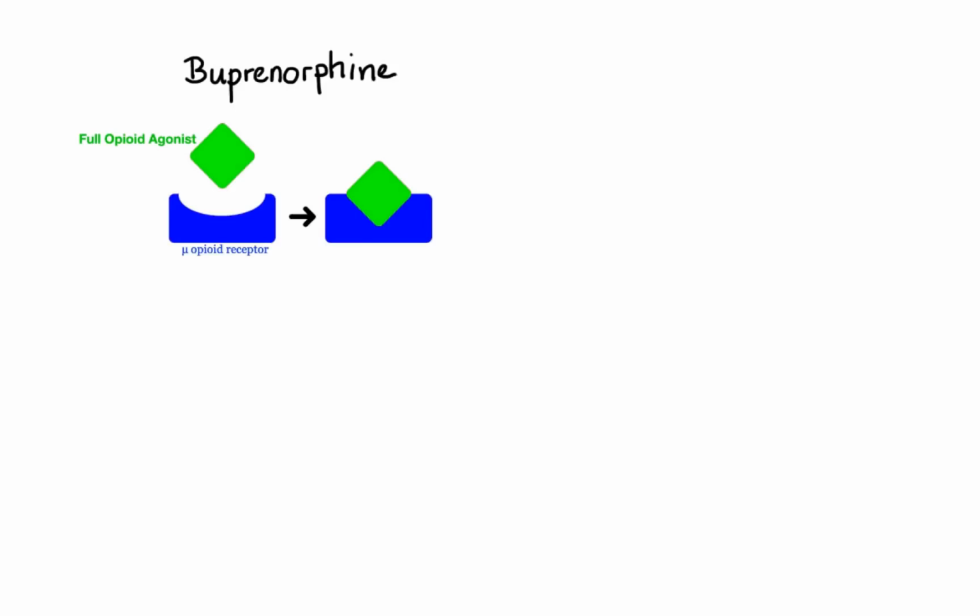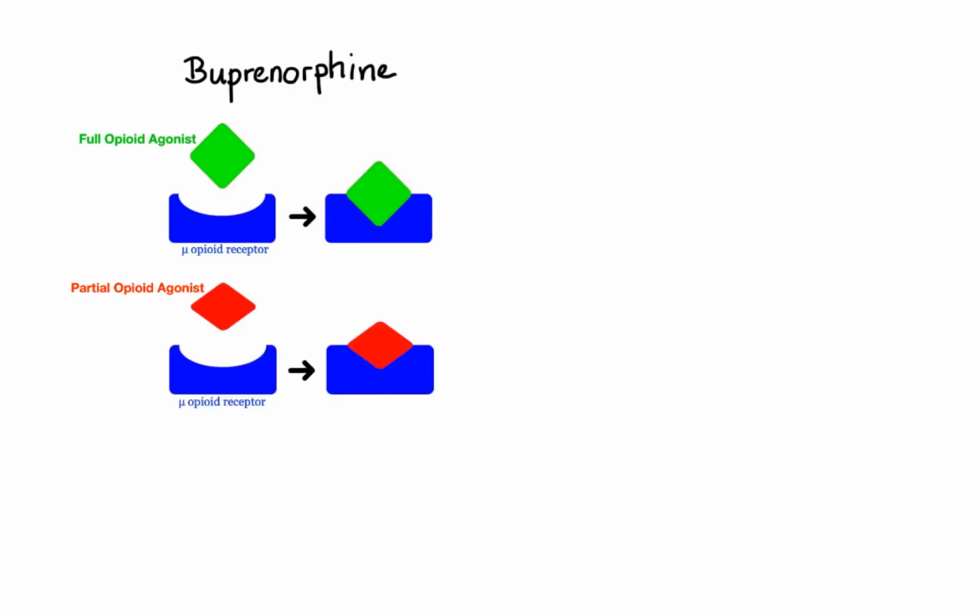So while a full opioid agonist binds to the mu receptor, activates it by changing its shape and thus induces a full receptor response, a partial agonist binds to the receptor and activates it with a smaller shape change, which leads to only a partial receptor response. In other words, the effects of partial agonists increase only until they reach a plateau.